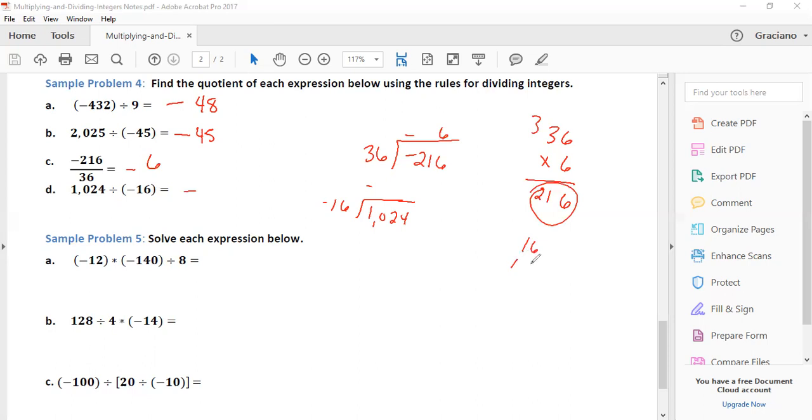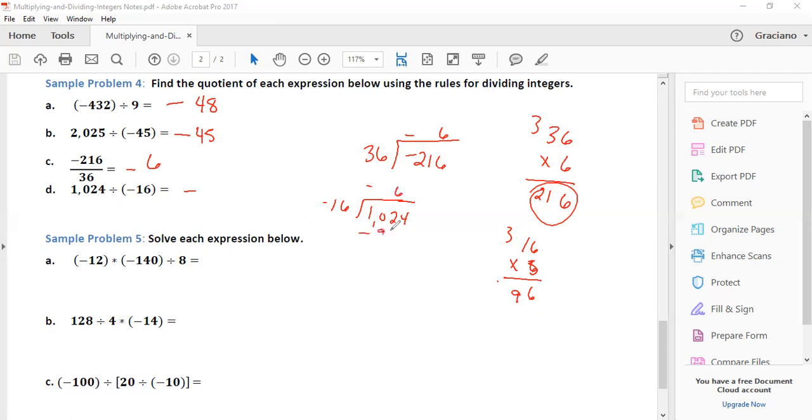Let's check it over here. I'm sorry, it should be about 6 times. 6 times 6 is 36. Carrying my 3. 6 plus 3 is 9. So that is 96.